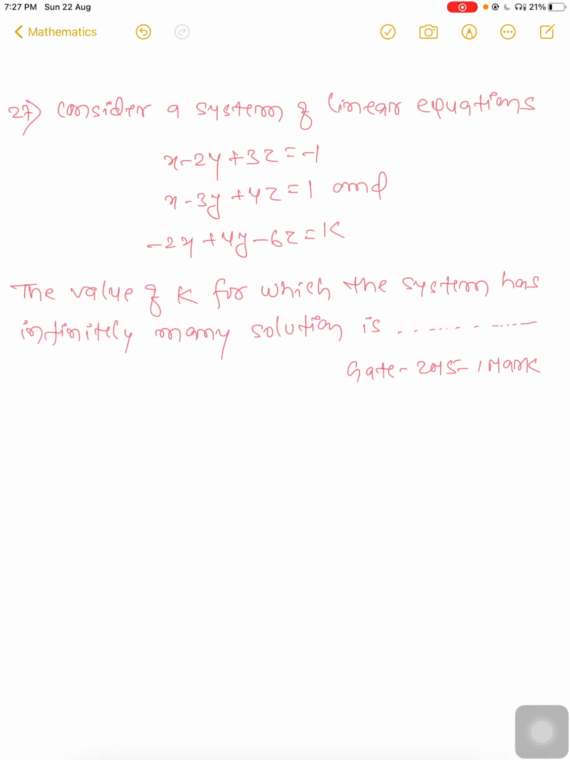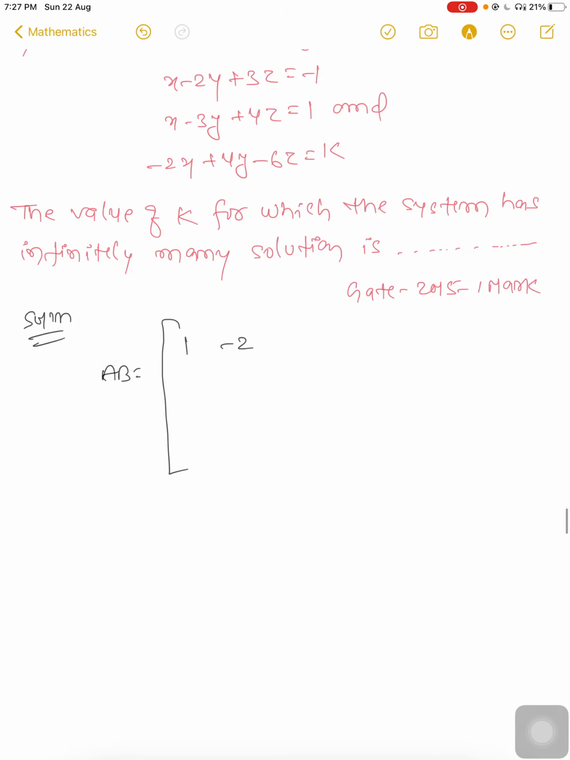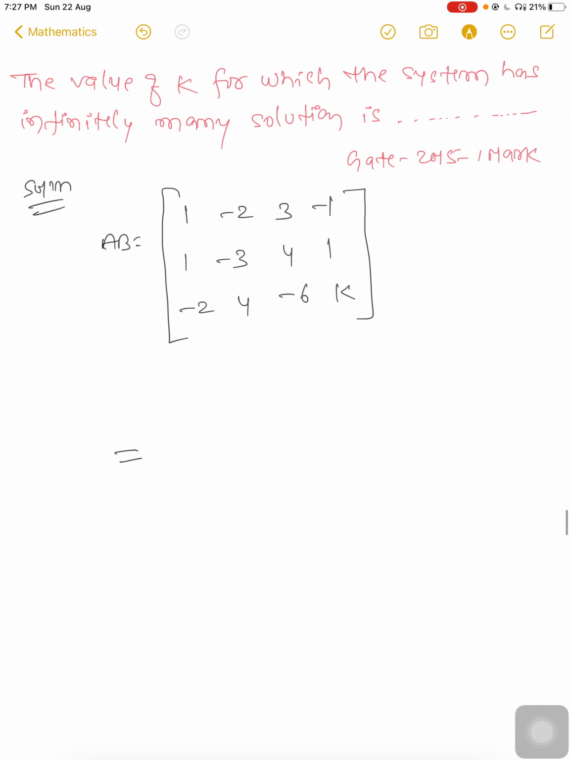Consider the system linear equation is given. The value of k for which the system has infinity many solution. Infinity many solution means rank A will be rank AB, but rank is not equal to variables. Make the augmented matrix AB: 1 minus 2, 3 minus 1, 1 minus 3, 4, 1 minus 2, 4 minus 6 and k. Okay, then arrange it. How to make?